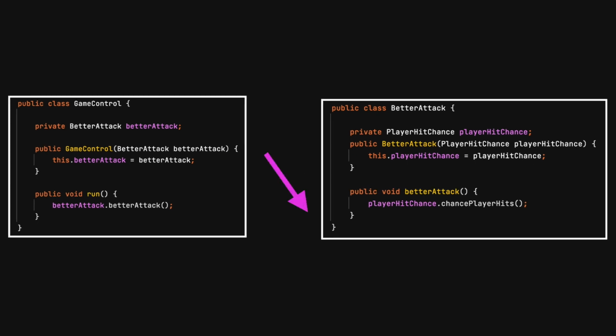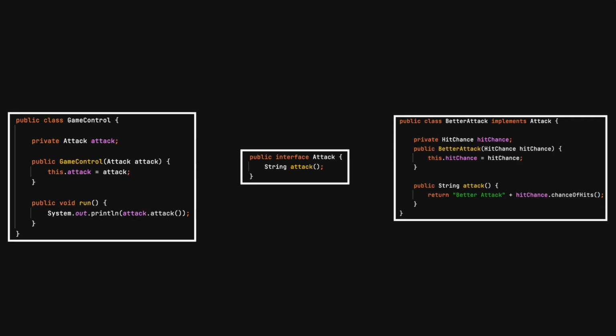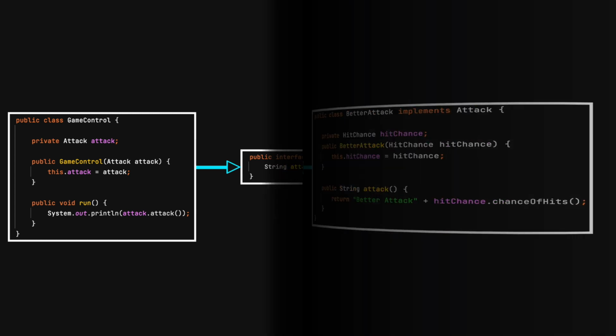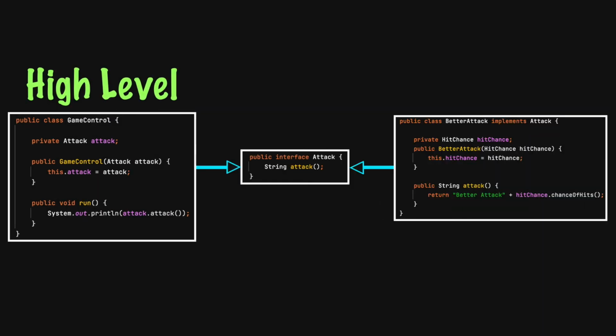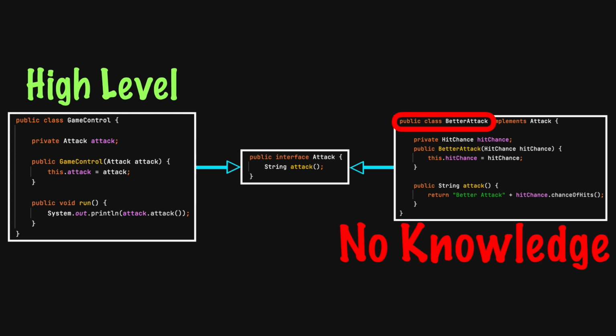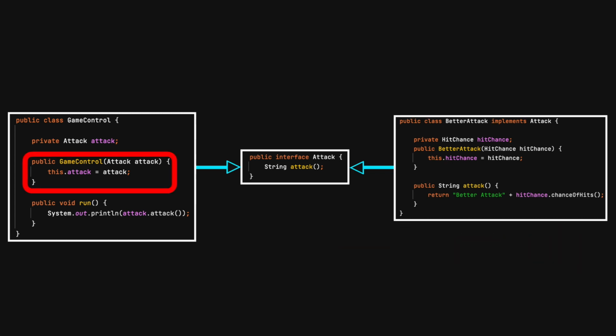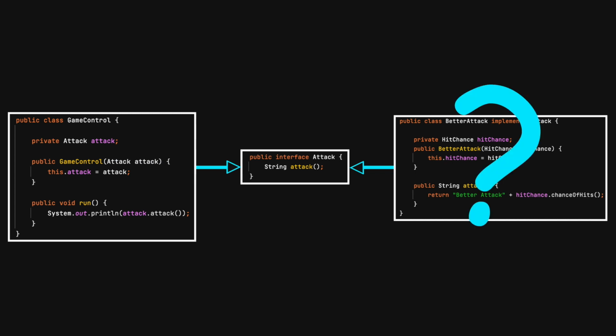To break the dependency, create an interface between the two classes. This will invert the flow of control and allow easier changes if a new attack class is used. With this solution, the high-level game control class has no knowledge of the attack class. The attack interface is an object reference injected into the constructor. Game control does not know which implementation of attack is being used.